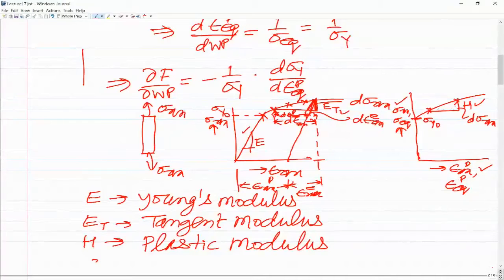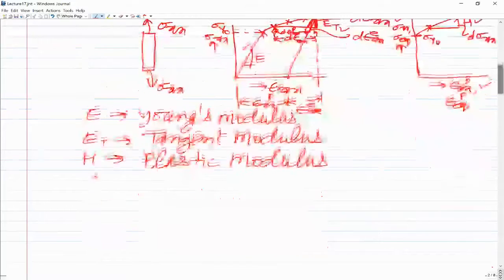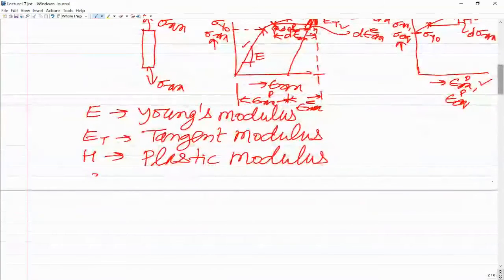Sir, can we say tangent modulus is a function of Young's modulus and plastic modulus? I'm going to derive that tangent modulus. I'm going to write a relationship between these three. So if you look at d epsilon xx between two points which are separated by a differential stress or strain.